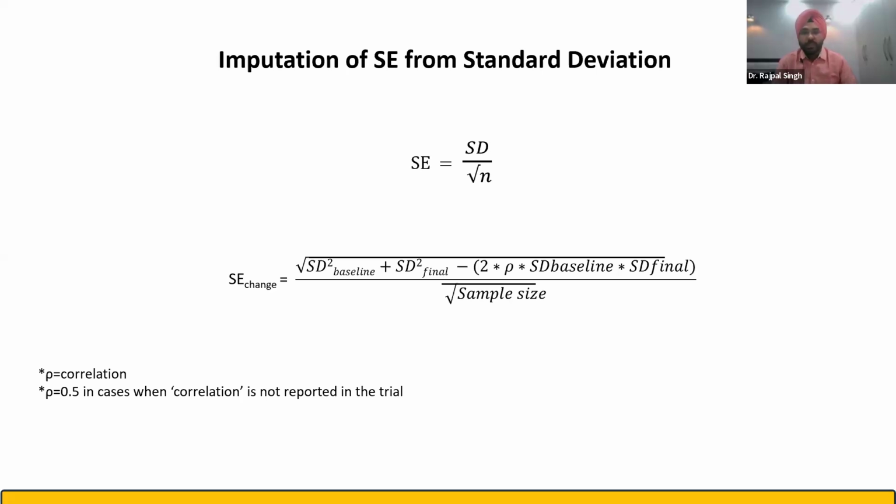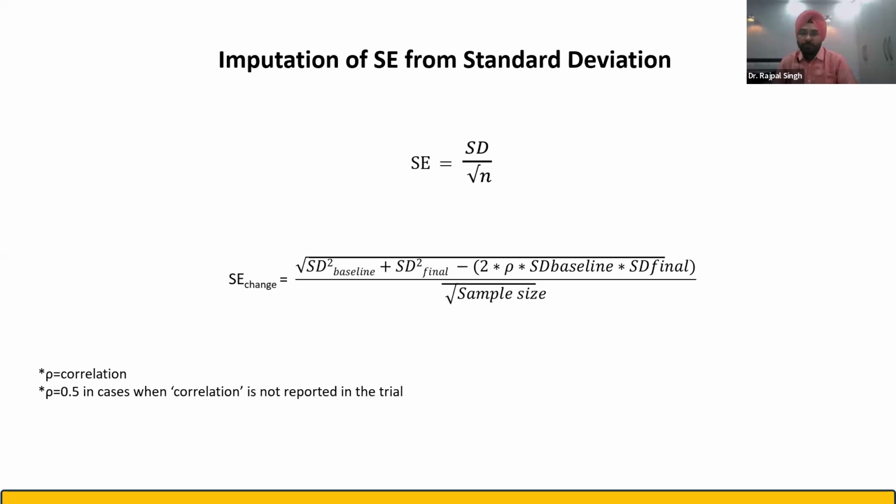What if standard deviation at baseline and endpoint is reported and not the change? For change, it is not reported. Like we have calculated the mean change from baseline by subtracting the final outcome value from the baseline value, standard error cannot be calculated like that because this is the variability of the data. So the standard error of the change, if standard deviation at baseline and endpoint is given, is the square root of the square of standard deviation at baseline plus the square of standard deviation at final, minus 2 into correlation into SD at baseline multiplied by SD at final.